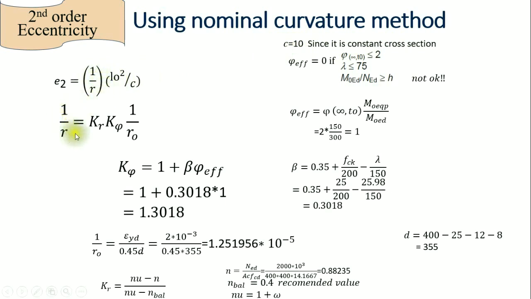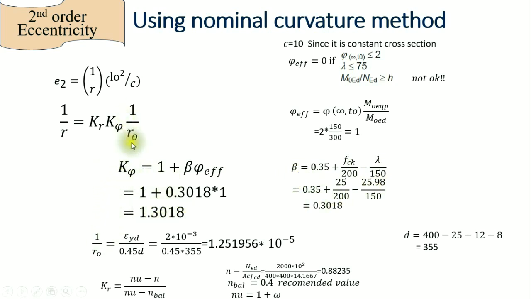The only unknown is 1 over r. 1 over r is equal to K r times K phi times 1 over r naught. K phi is equal to 1 plus beta phi effective. How to calculate beta? Beta is equal to 0.35 plus fck over 200 minus lambda over 150. fck is the characteristic strength of concrete, in our case C25, which is 25, and lambda is 25.98, calculated as previous. So beta is equal to 0.3018, and K phi is equal to 1.3018.